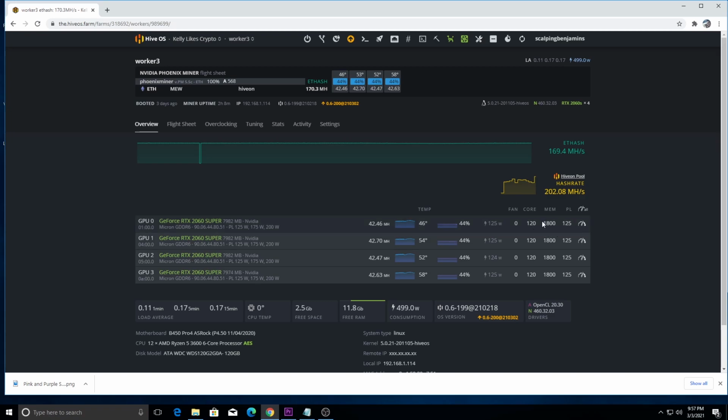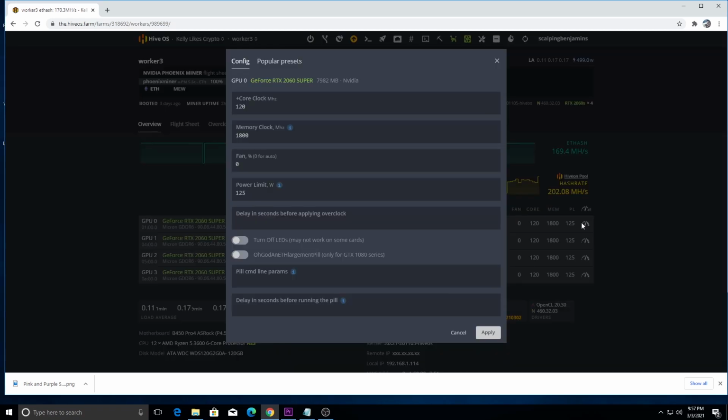Now, this card is interesting, so I'll just open this up. You can copy it: 120 core, 1800 mem clock. Fan I just have on auto, and 125 power limit. So you can't get them as low as the AMD cards, but you still can get them really low, and they work fine at 125.